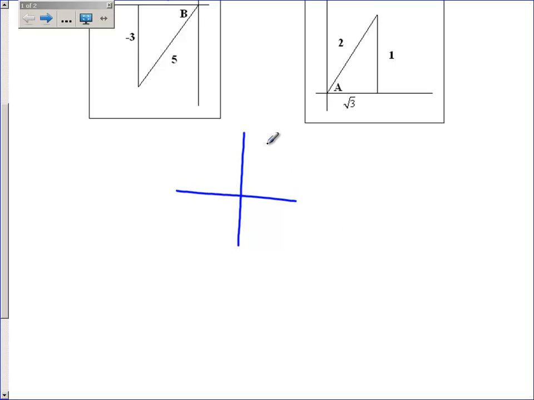In quadrant 1, all of the trig functions are positive. In quadrant 2, sine is the only one that's positive. In quadrant 3, tangent is positive, and in quadrant 4, cosine is positive.